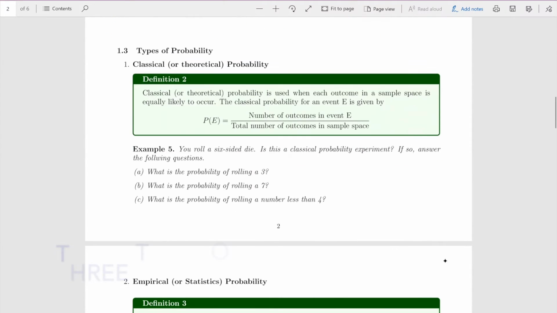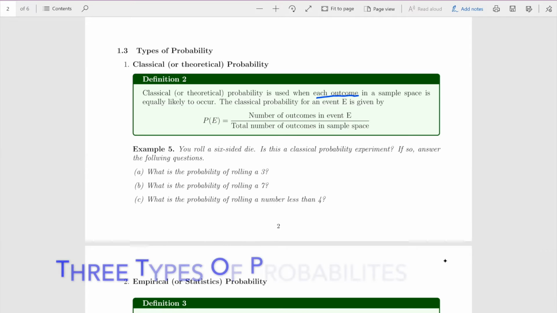Now we can talk about types of probability. There are 3 different types of probabilities. The first type is the classical or theoretical probability. This probability is used when each outcome in a sample space is equally likely to occur.